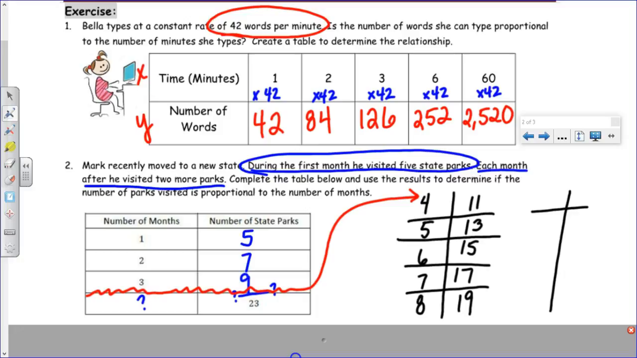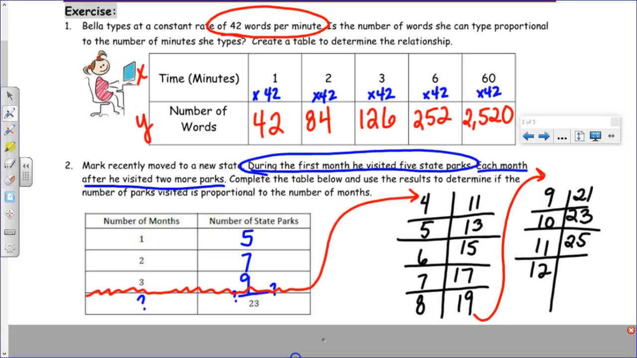So let's continue. We'll even keep it going again. It's okay to do this because you want to be able to see visually. So after 9 months, that'd be 21. And you can keep going up by 2s, 23, 25, 27. We didn't need to go that far. I just want you to see that the pattern would keep going. What I'm looking for is that 23 parks, and it looks like we're going to hit that right after 10 months. So go ahead and write that in. That's after 10 months.